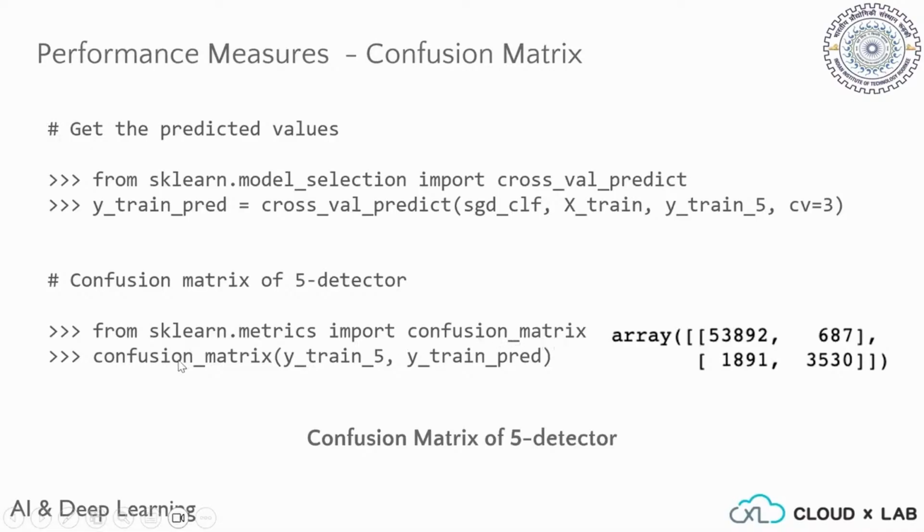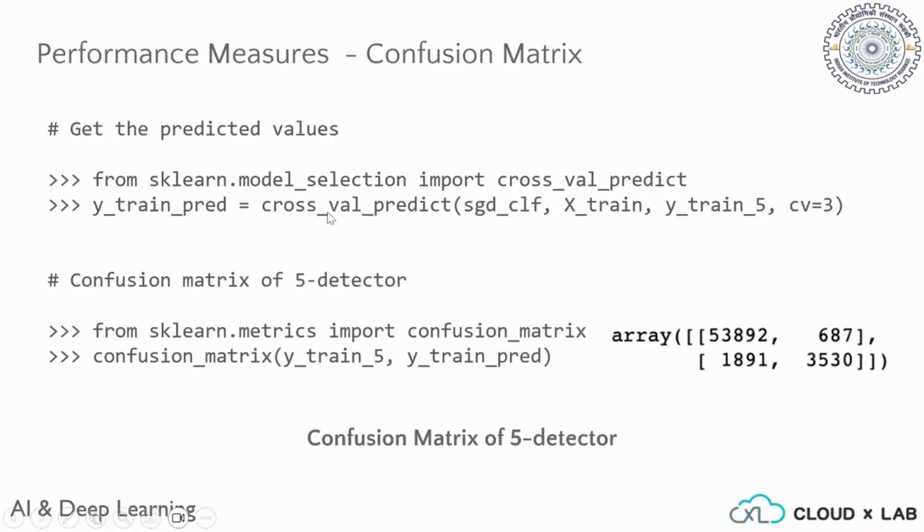For calculating the confusion matrix, we will use the package scikit-learn.metrics. We will import confusion_matrix, and in the confusion matrix, we will pass the actual output and the model predicted output. Let's say we are calculating the confusion matrix for the 5 detector, 5 versus not 5. So we are creating a model that detects 5 versus not 5. Here we will pass y_train_5 as the actual values and y_train_pred as the predictions given by the model, and it will create the confusion matrix of 2 by 2, right?